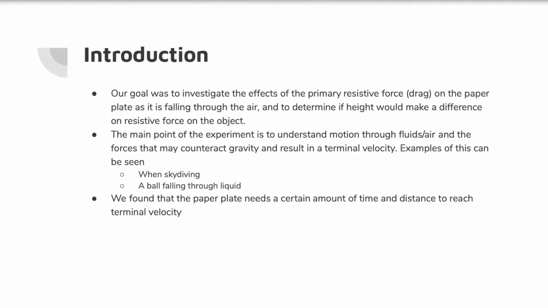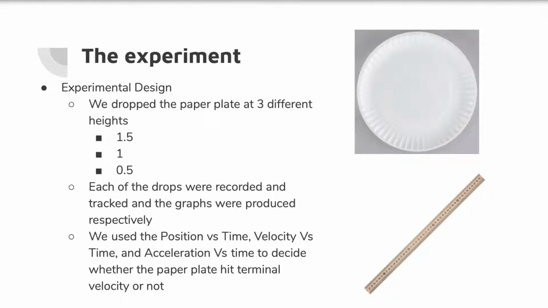Examples of this can be seen when skydiving or as a ball is falling through liquid. We found that the paper plate needs a certain amount of time and distance to reach terminal velocity. Our experimental design was that we dropped the paper plate at 3 different heights: 1.5 meters, 1 meter, and 0.5 meters. Each of the drops was recorded and tracked, and the graphs were produced respectively. We used the position versus time graph, velocity versus time graph, and acceleration versus time graph to determine whether the paper plate hit terminal velocity or not.